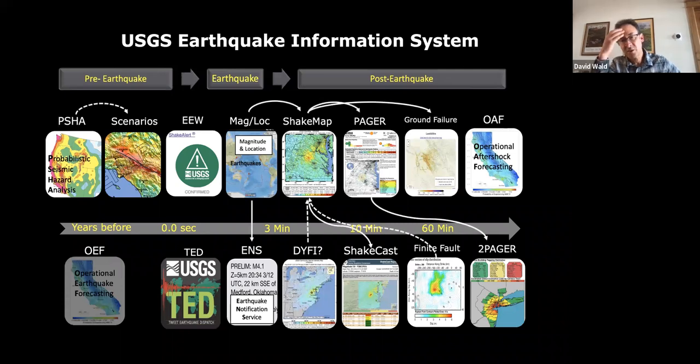One of the keys, though, is that we do this end-to-end within our own organization. So we determine the magnitude and location. That triggers another product called ShakeMap, as you'll see. That ShakeMap is the base layer of the intensity of shaking that gets used to determine whether there's going to be impacts from the earthquake. With the ShakeMap, are there populations exposed? Is it a vulnerable population? We can then estimate losses from that. It also is the underlying shaking hazard for ground failure hazards that I'll show you as well.